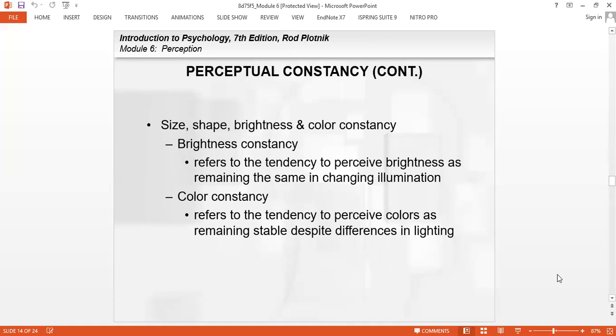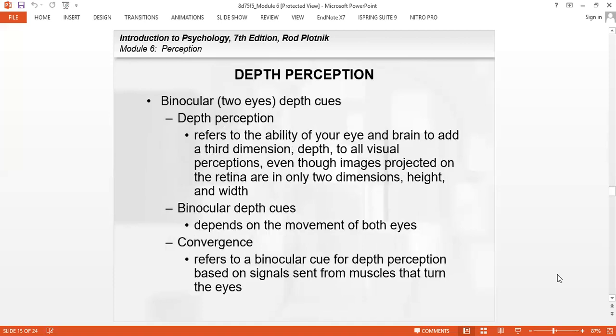Brightness constancy refers to the tendency to perceive brightness as remaining the same in changing illumination. Color constancy refers to the tendency to perceive colors as remaining stable despite differences in lighting. Depth refers to the ability of the eye and brain to add a third dimension, depth, to all visual perceptions, even though images projected on the retina are in only two dimensions, height and width.